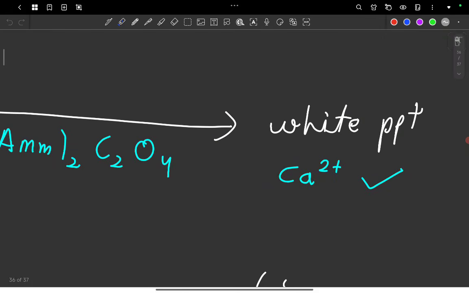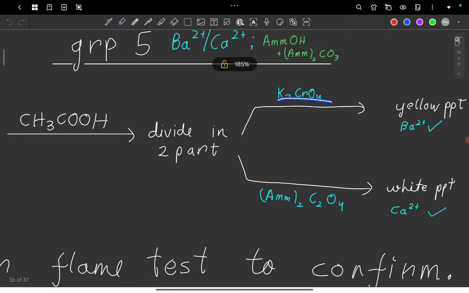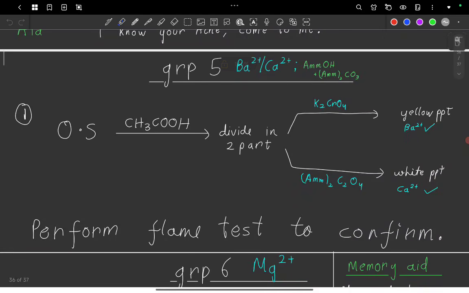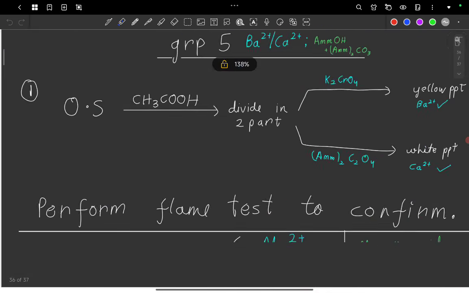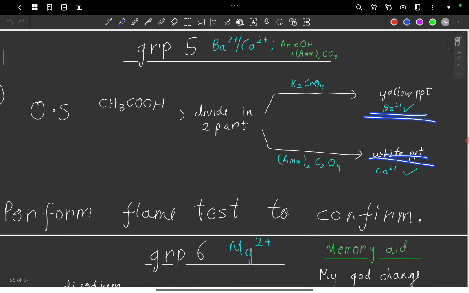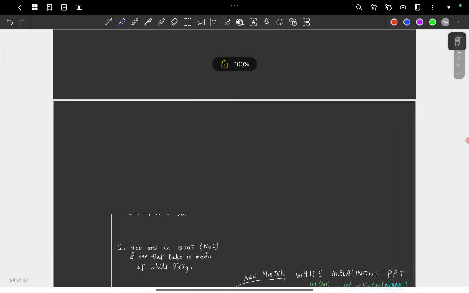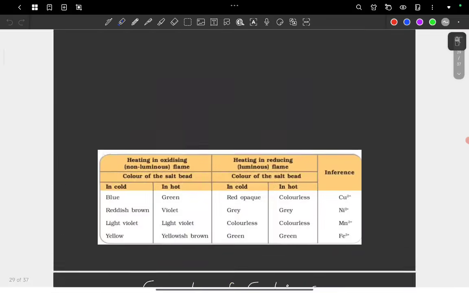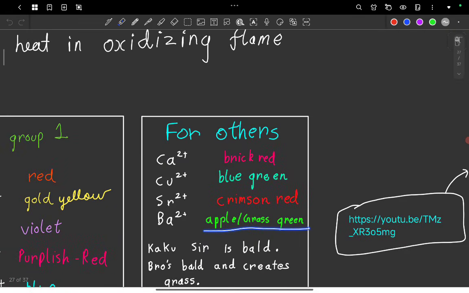You can remember this using how calcium is present in our bones, and our bones are white in color. So calcium 2+ is also white. And I wasn't able to form a trick for these. I am sorry. But I am sure that only this much you can remember by brute forcing it. And basically, once you have found the result of the first test, you perform a flame test to confirm your result. What flame test? Like the one we studied here. For barium, the color was apple or grassy green, and for calcium, the color was brick red.